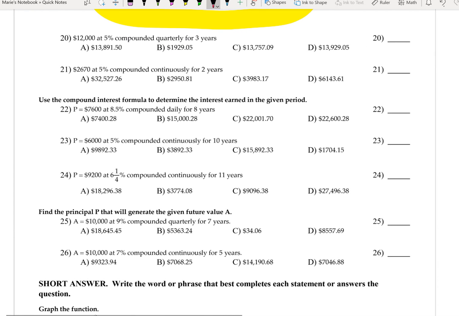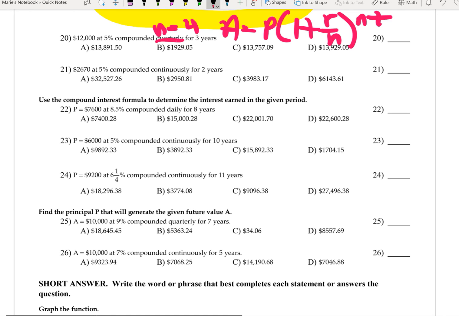Quarterly means I'm going to multiply by n equals 4. Same formula where A equals P times 1 plus R over n raised to the nt. When you do this formula, try it yourself. You should get answer choice D. If you don't, see me in class or in office hours.